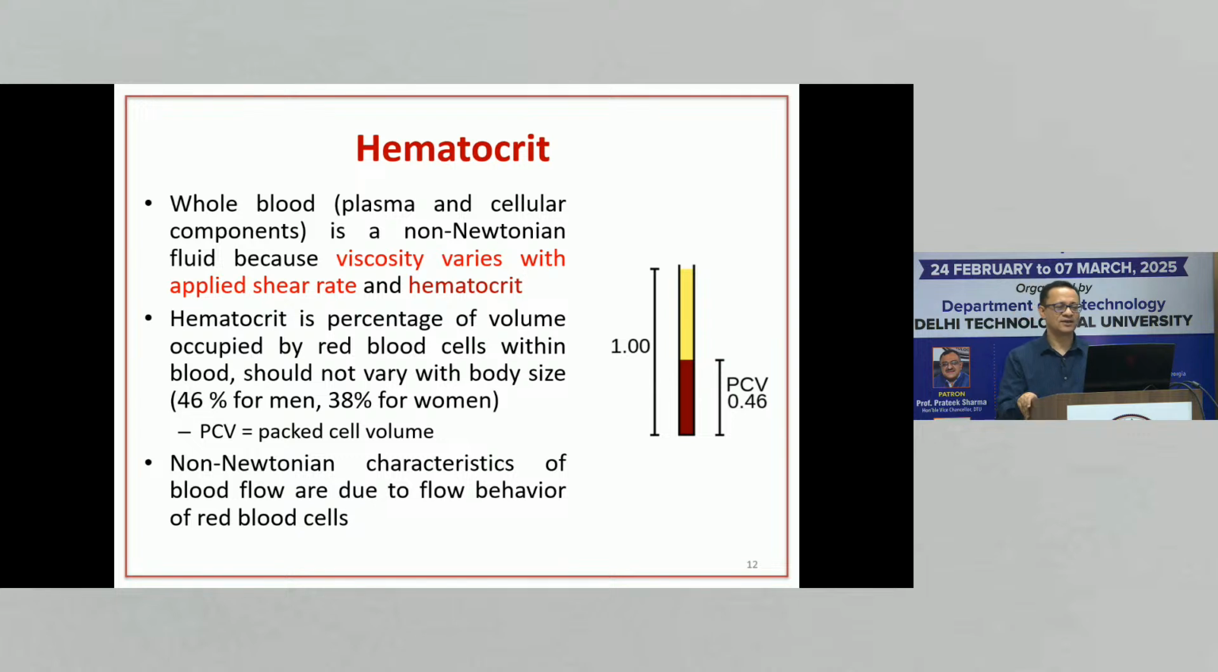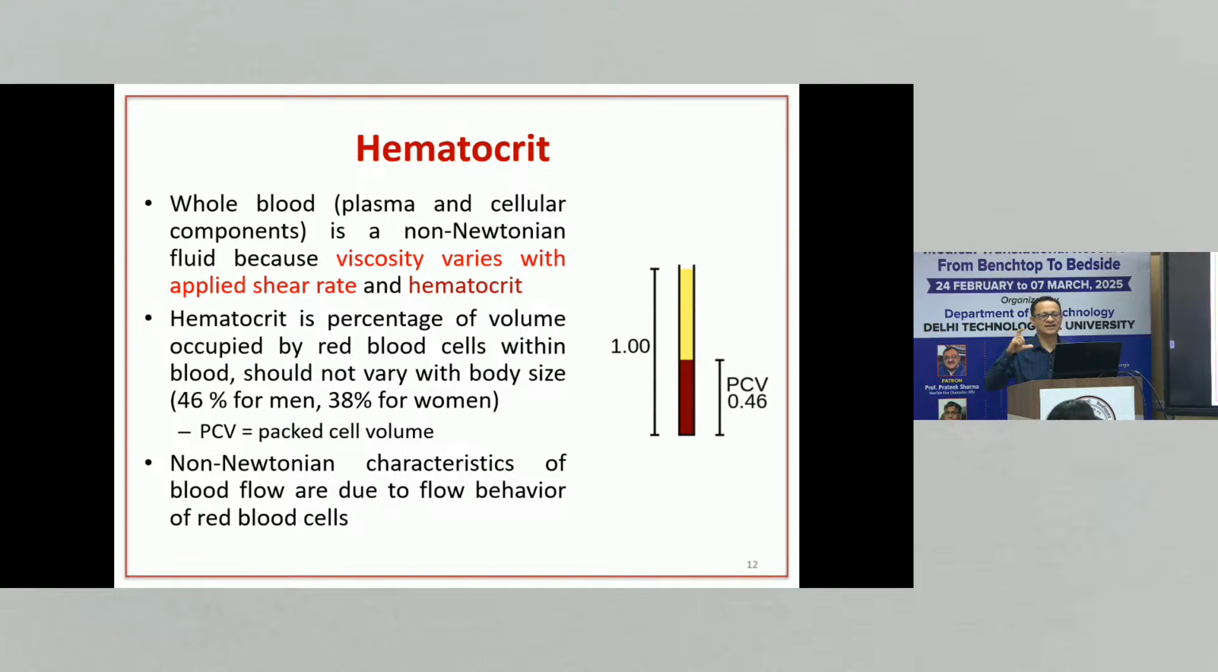Another concept is hematocrit. So whole blood, plasma and cellular components, is a non-Newtonian fluid, right? Because viscosity varies with applied shear rate, it's non-Newtonian. Hematocrit is the percentage of volume occupied by red blood cells within the blood. For men, it's approximately 46%. For women, it's approximately 38%. So when you are centrifuging, the volume of those red blood cells is approximately 46%, and that's the hematocrit. And for women, it's around 38%.